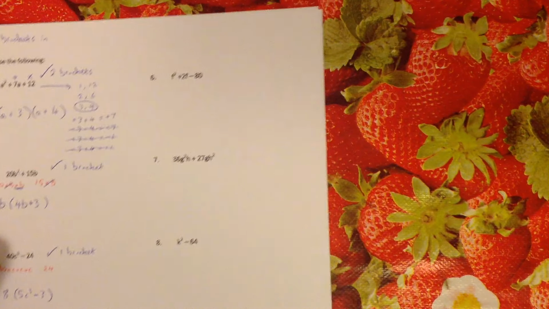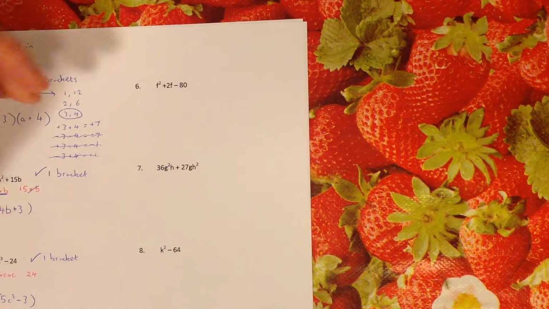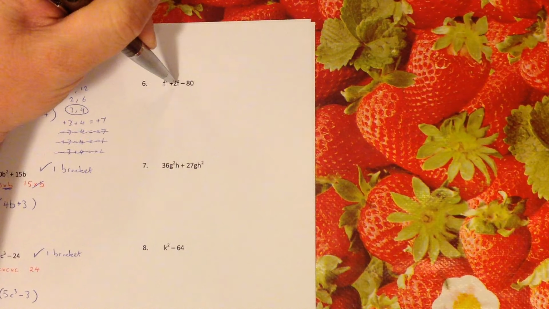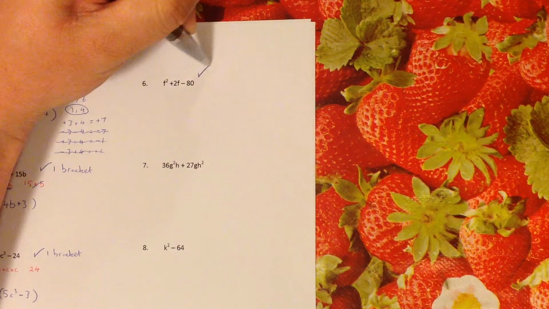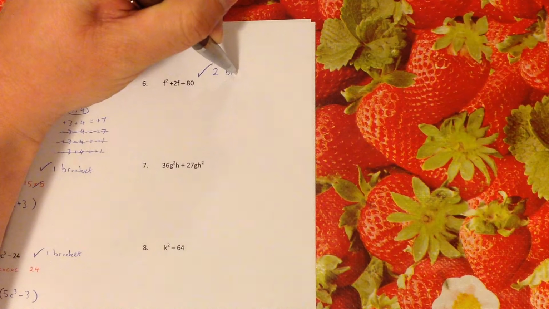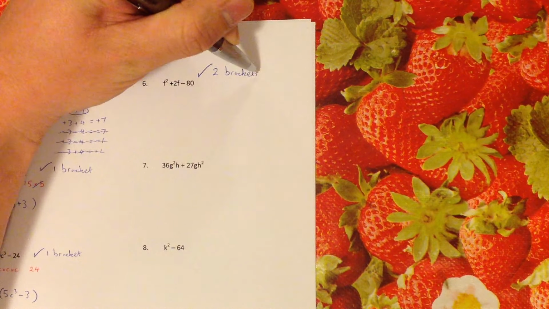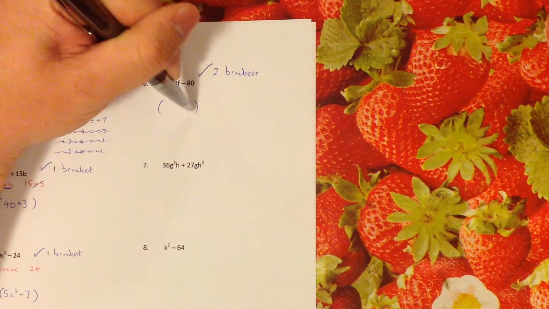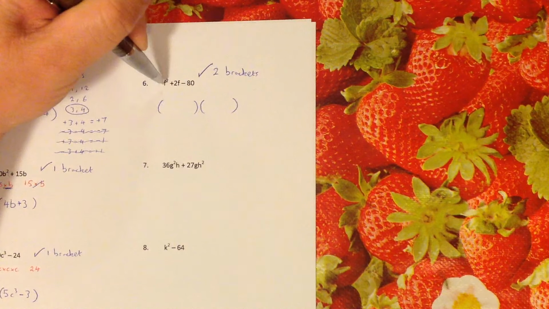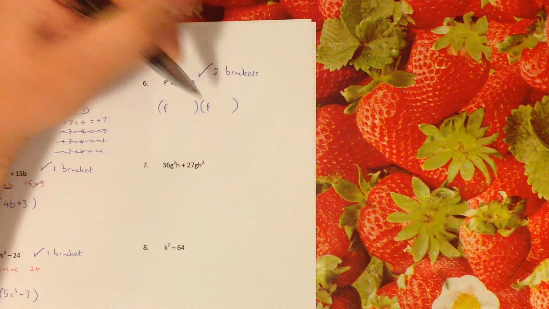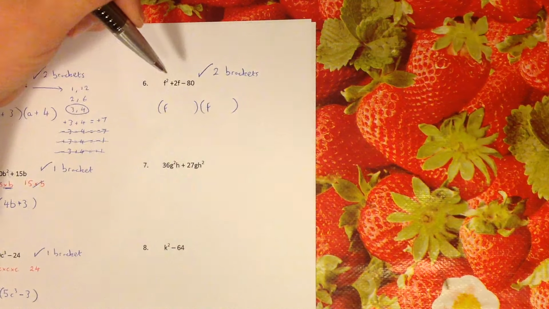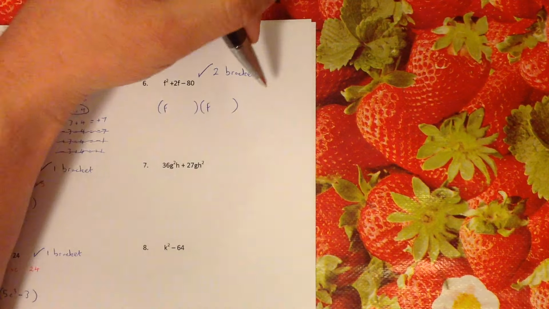Right, up to question number 6 then. So 3 parts: squared part, letter part, number part, 2 brackets. So it's a quadratic, and we're going to start by setting up our answer. We have a letter that goes in the front of both, f and f, because that gives us our f squared.